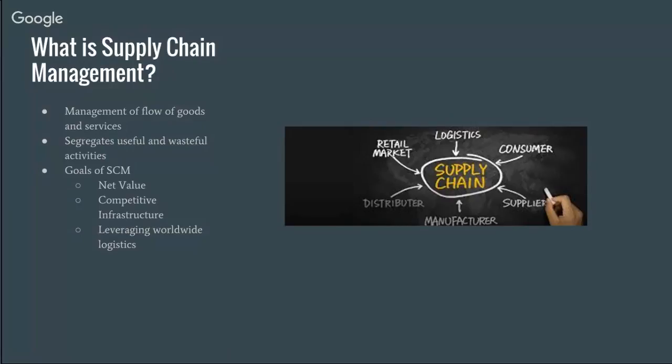And the goals of supply chain management include creating net value for a company, building a competitive infrastructure, leveraging worldwide logistics, synchronizing supply with demand, and measuring performance.